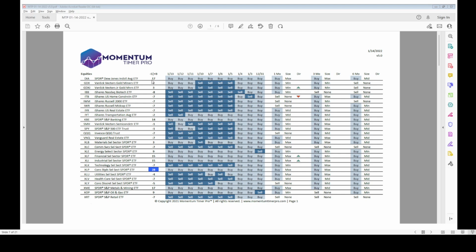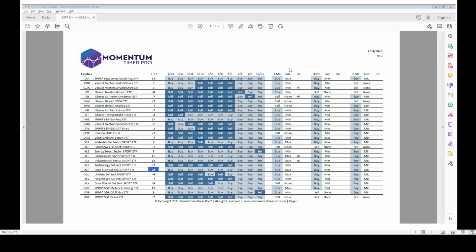Next to that is the cumulative buy or sell signal based on the daily count. So for example, you see a 17. Because it is a positive number, it tells you there are 17 consecutive daily buy signals on the Dow Jones Industrial Average ETF, symbol DIA. Here you'll see that there are the last 10 days of rolling daily indicators with the date above.